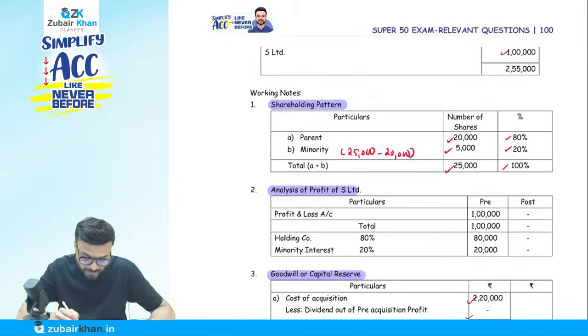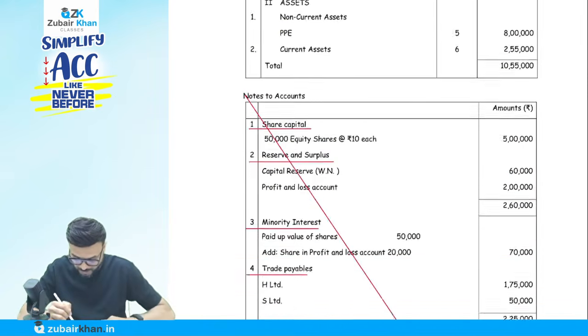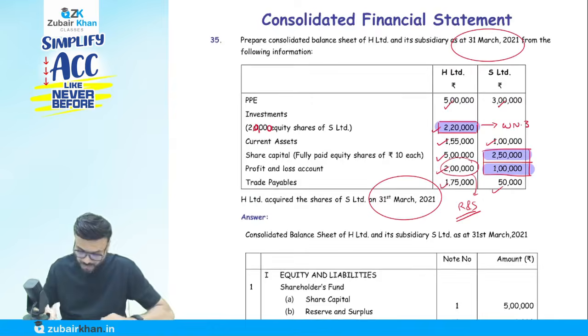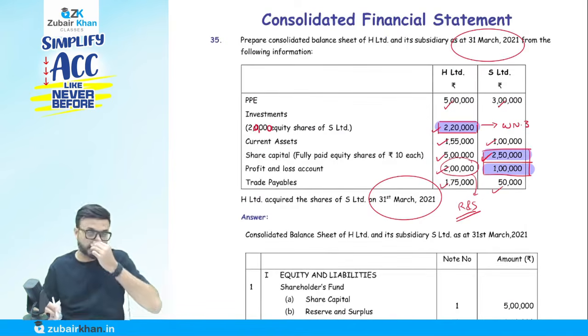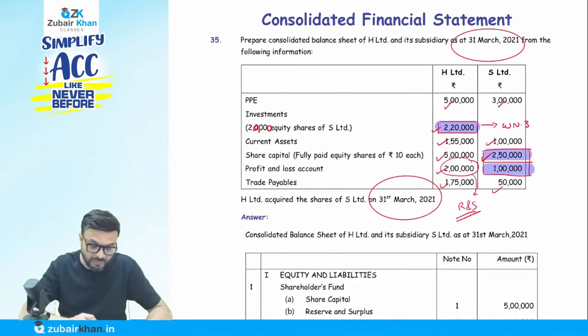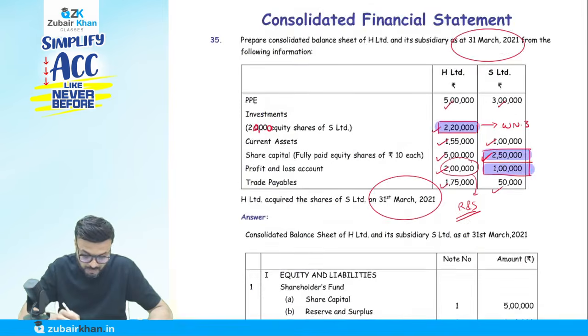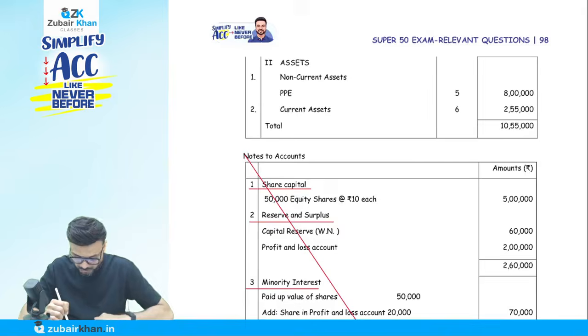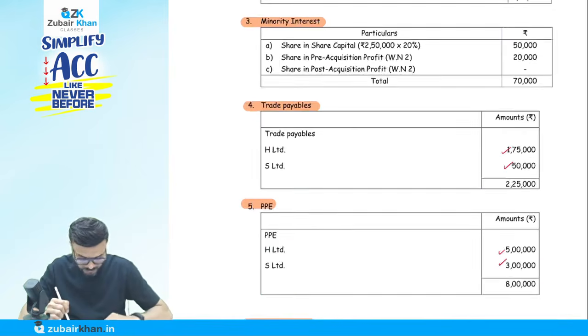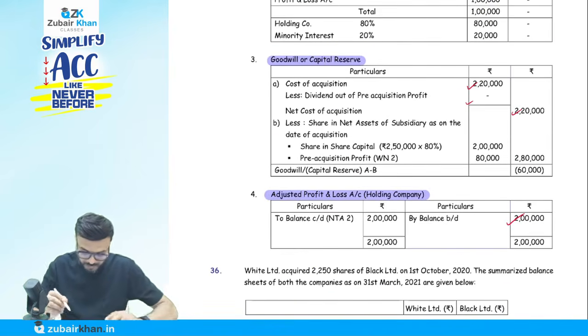So how much share capital do they have? They have a share capital of rupees 2,50,000. So what do we have to deduct from the cost of investment? Go to working note number 3, and you can see it there.